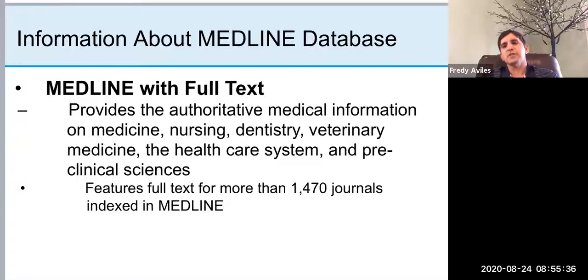More than 1,470 journals are indexed in Medline. Well, it's growing every year. There's more now, okay? I don't know the exact number. We don't need to know the exact number. There's a lot there. So you might want to search Medline as well.